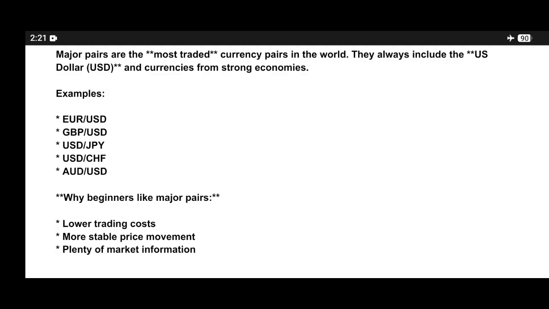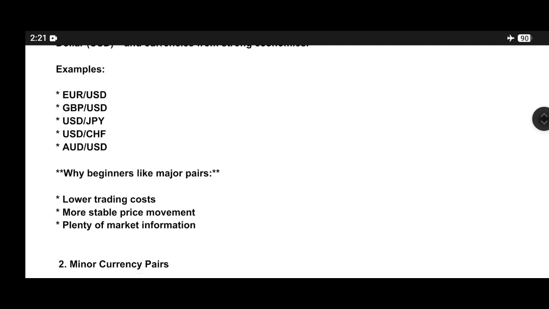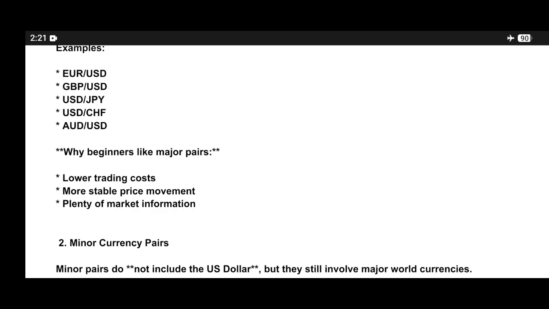Why do beginners like major currency pairs? Number 1 is because of low trading costs. Number 2 is because they have more stable price movements. And number 3 is because they have plenty of market information.